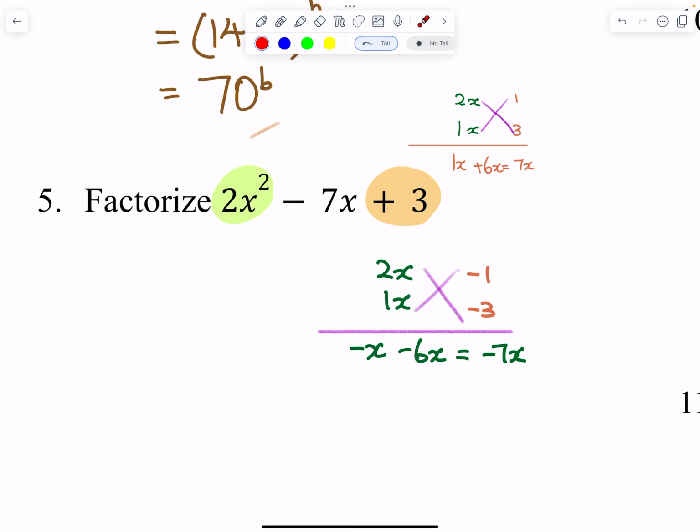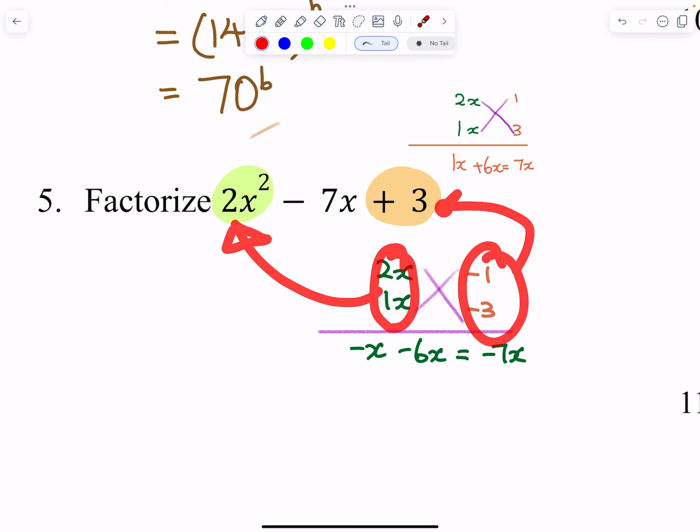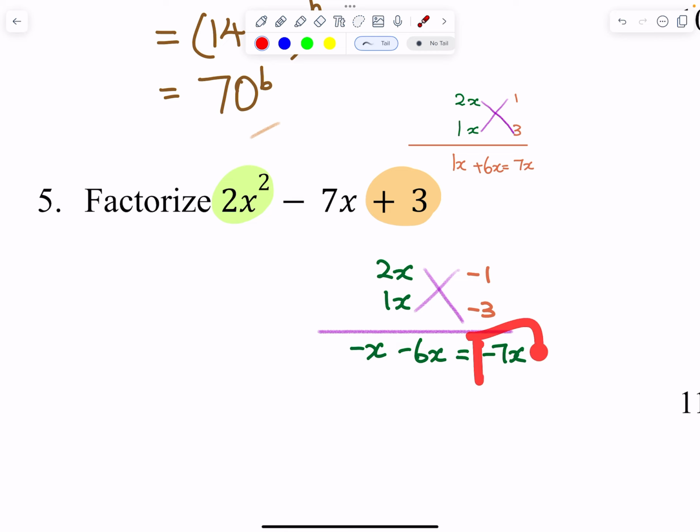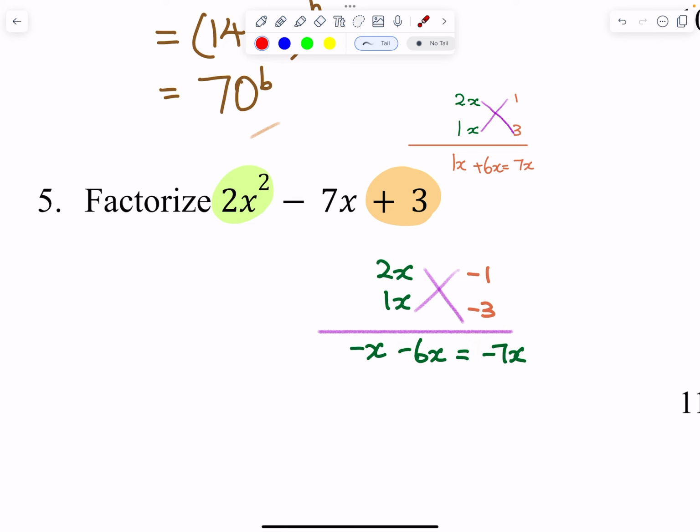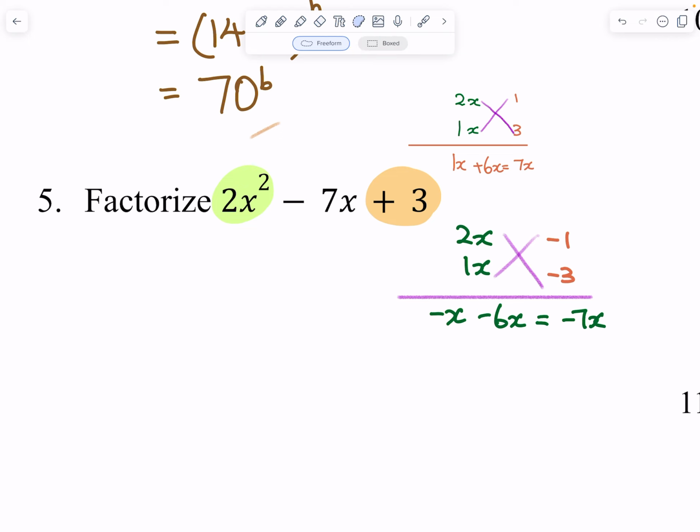Let's check now. This one I could make into this. This part I could make into this. And then the final answer: does this match the one in the middle? Yay! Yes, it matches. Okay, so what if it matches? Then we put a bracket. Where do we put the brackets? Here and here. So these are our two answers.